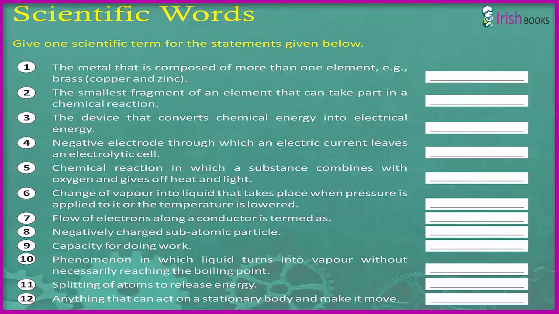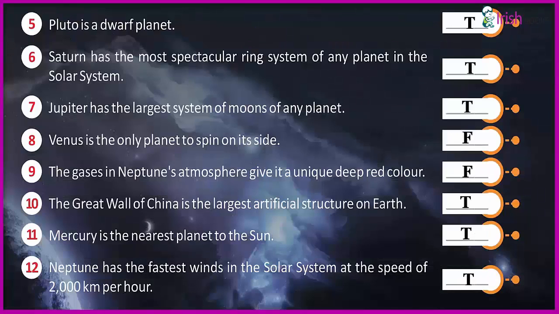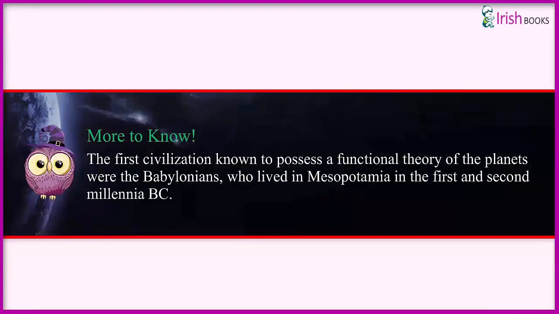Scientific words. Give one scientific term for the statements given below. Let's know about planets. State true or false. More to know. The first civilization known to possess a functional theory of the planets were the Babylonians, who lived in Mesopotamia in the 1st and 2nd millennia BC.